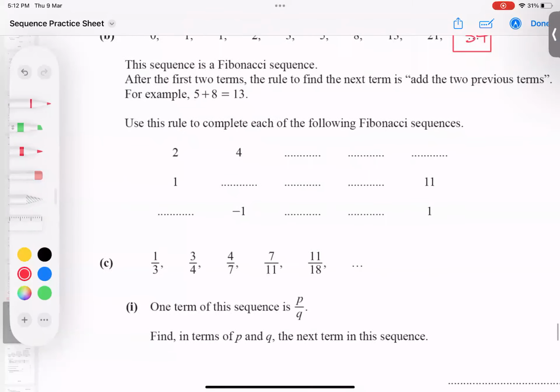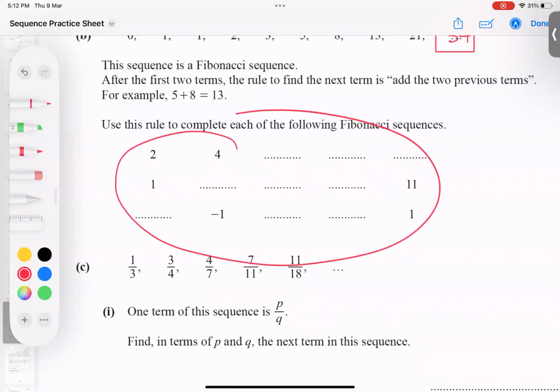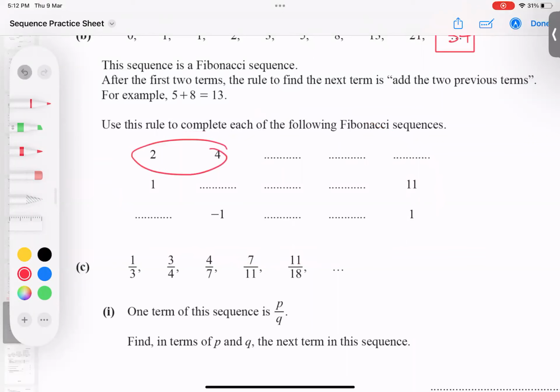Let's go for next. Now, this is very interesting. He said this criteria. So 2 plus 4, I get 6. 4 plus 6, I get 10. 10 plus 6, I get 16.